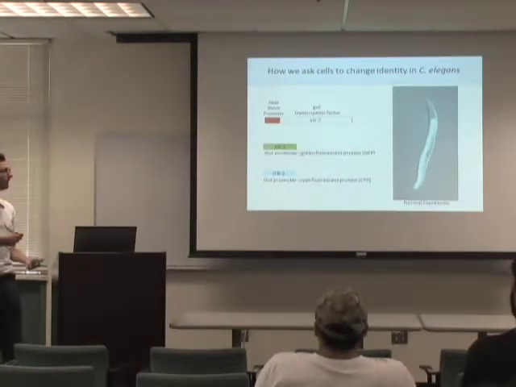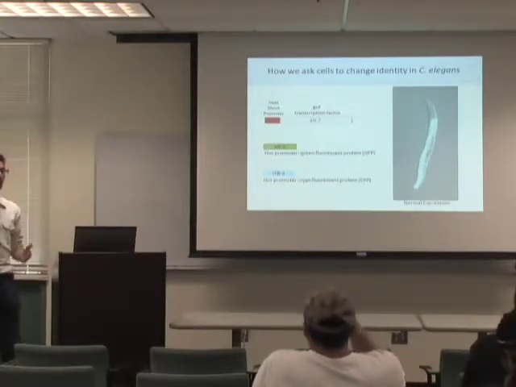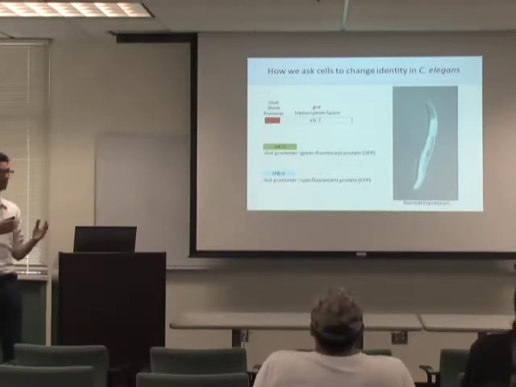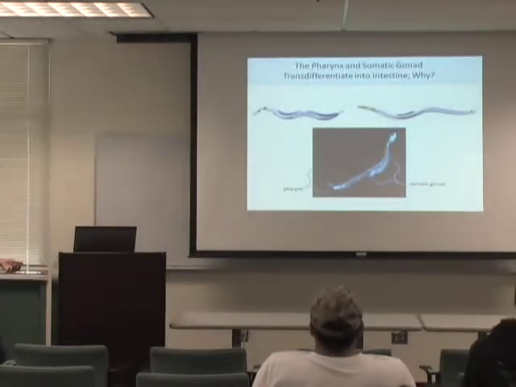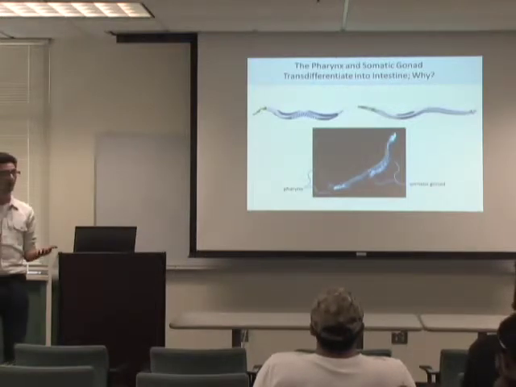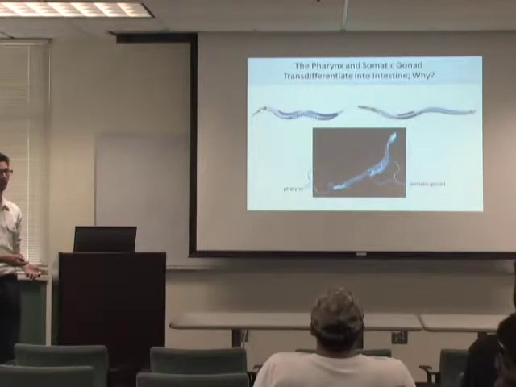By heat shocking them, we are allowing all the cells in the organism to become intestinal cells. Since these cells are becoming intestinal cells, visually we expect to see this type of fluorescing in the cells that have actually turned into intestinal cells. Over here, the pharynx and the somatic gonads transdifferentiate into the intestine, as we have seen previously in the lab. And so we're wondering why this is.